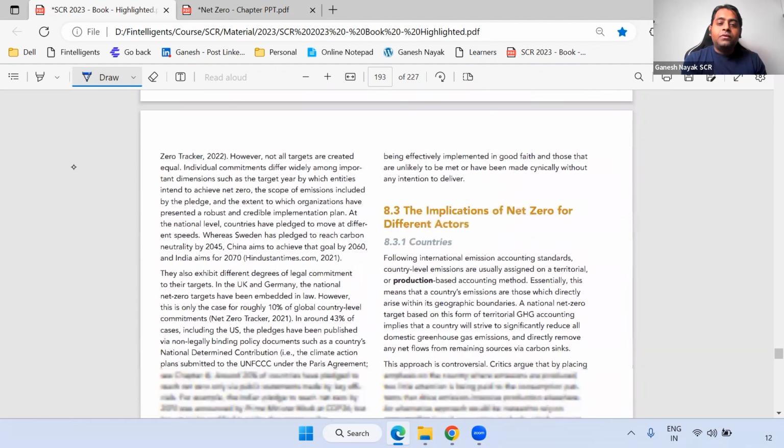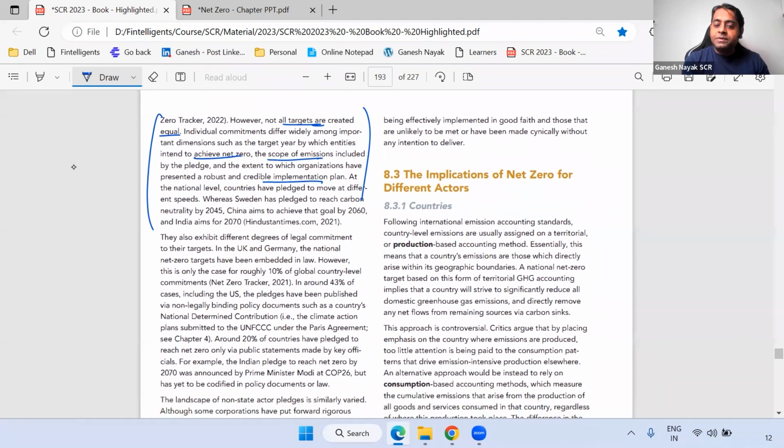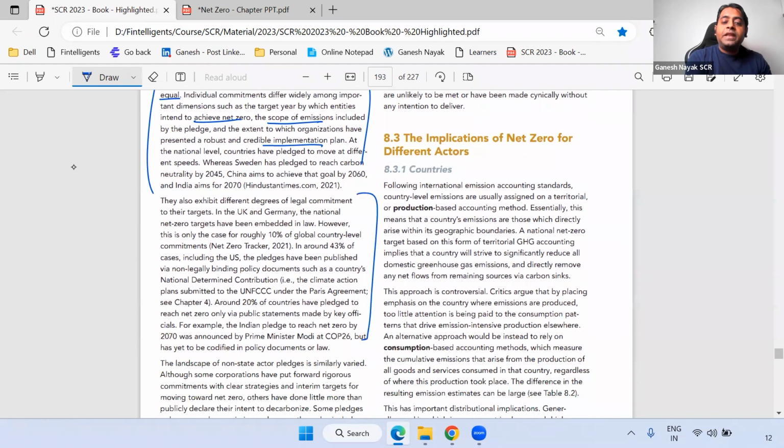But over here, when we look at this section, they are saying not all targets are equally created. There is a huge amount of variation. Now, what is this variation they're talking about? It also depends upon the scope of emissions, or how they are going to achieve net zero, or whether they have any plan to achieve net zero. So that is the variation that has been highlighted. And this paragraph is nothing but them talking about countries. They also talked about India, and they have talked about the UK and Germany, to give you a reference.